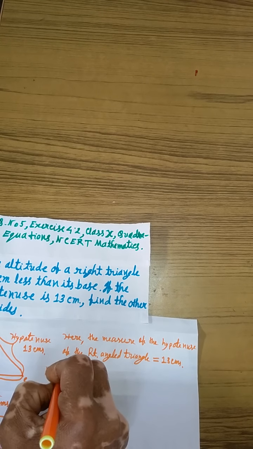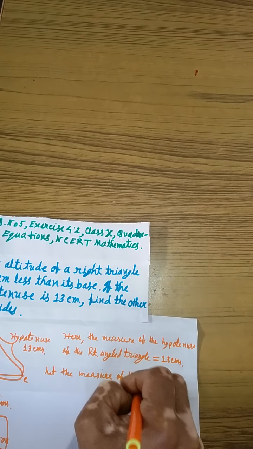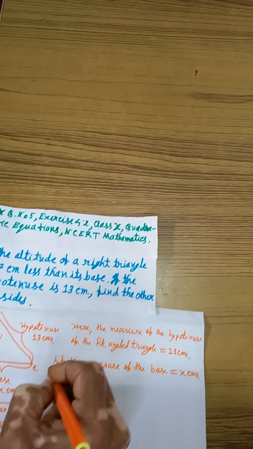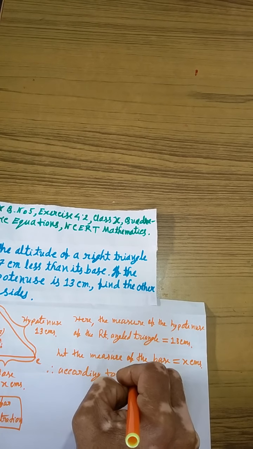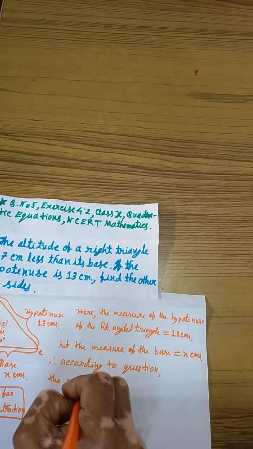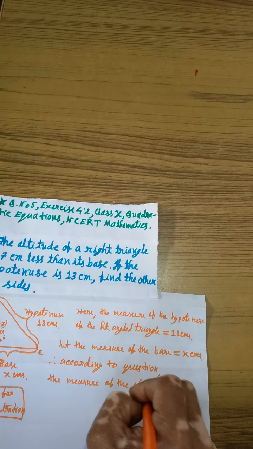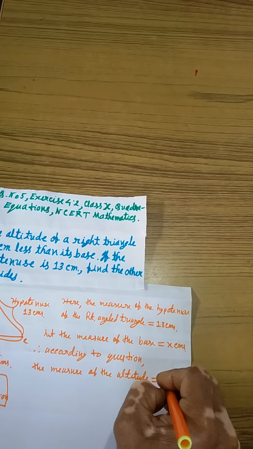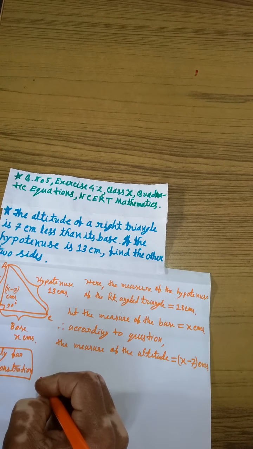After this, write in this way. Let the measure of the base be equal to x centimeters. After this, write in this way. Therefore, according to the question, the measure of the altitude is equal to x minus 7 centimeters.